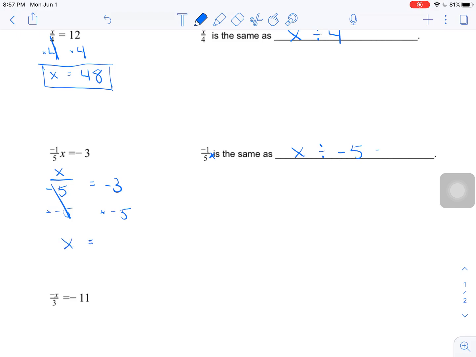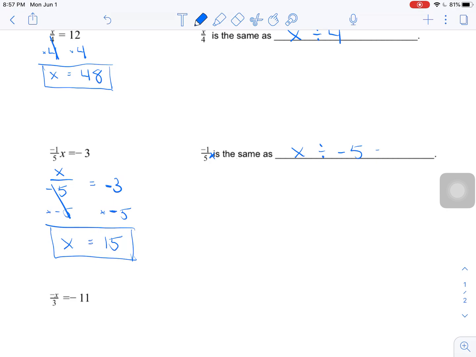On the other side, I have to be careful with my negatives. I'm going to end up with negative 3 times negative 5. And we know from our integers that if the numbers have the same sign, the answer is positive. So negative times negative is positive. So negative 3 times negative 5 is going to give me positive 15. So that would be my answer.